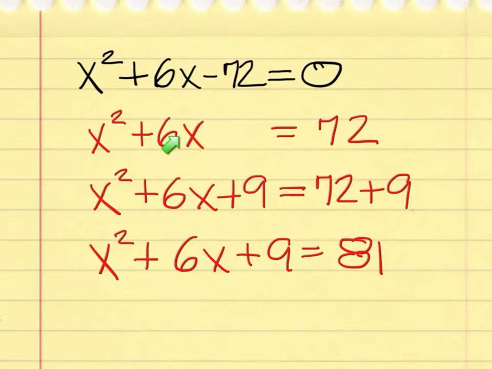We had half of 6 is 3. We squared that to get 9. And we were at plus 9 on both sides. This is minus 72 here on the left. We moved it to the right. It becomes plus 72. So there's no reason to have minus over here on the right side.